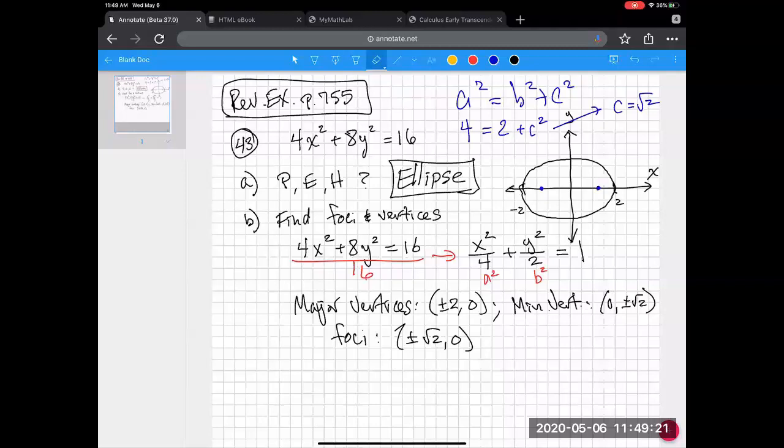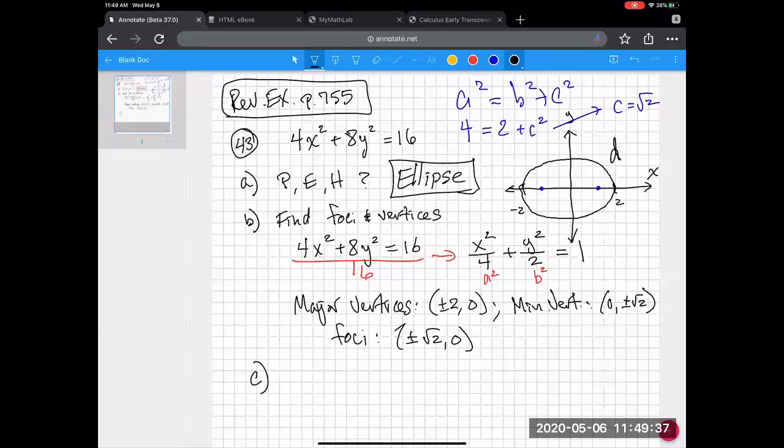Sounds good. So part D says make an accurate graph of the curve. I'm going to say that the sketch I just made is accurate. So that's part D. But let's take a look at part C. Quick question, just to make sure I got this correct.